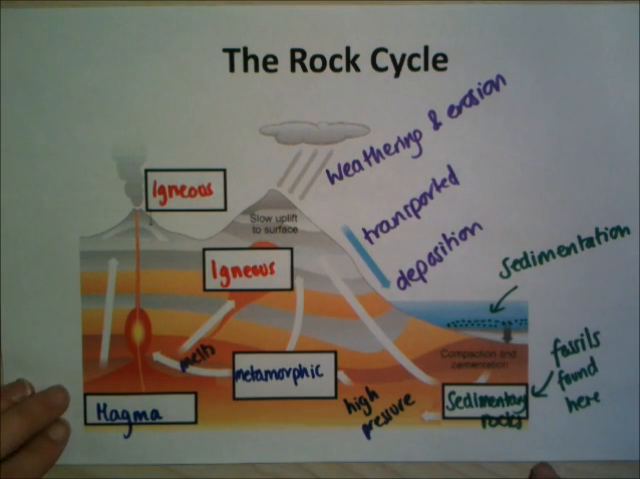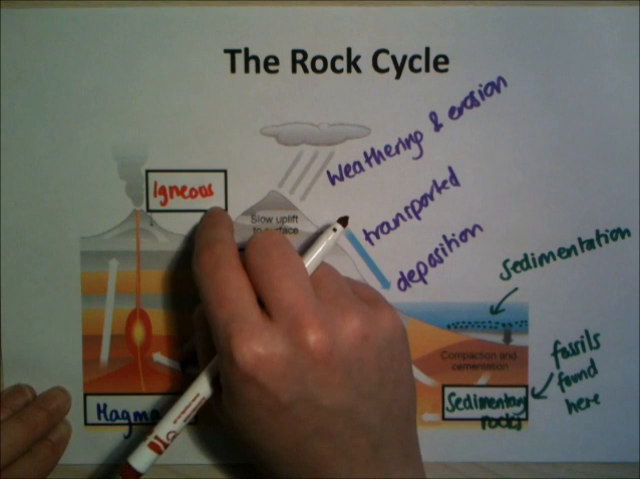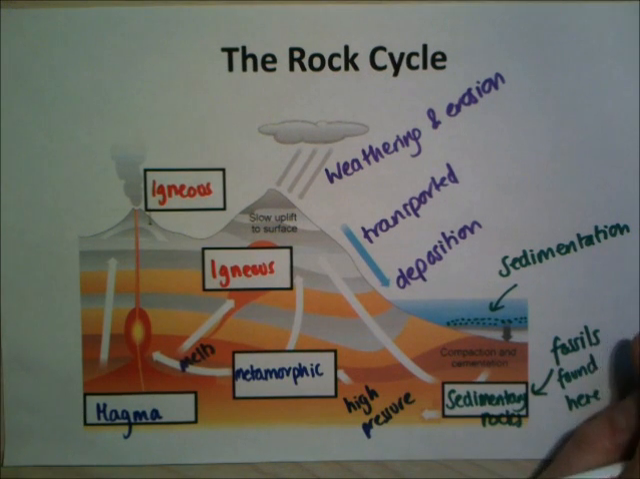Now, igneous rocks can either cool slowly or can cool quickly, and what happens then is that the crystals are either really big or really small. That's not too important to know about just right now. It's more important to know that igneous rocks are things that have melted.